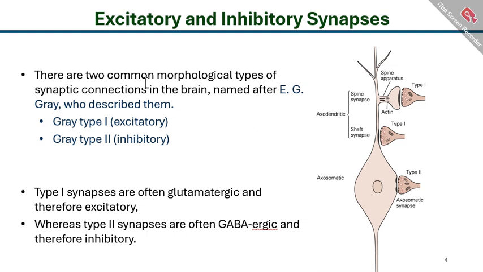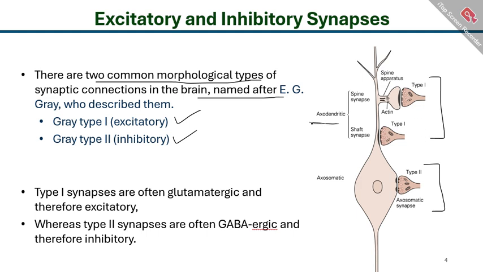Further talking about the morphology of the synapse, they can be classified into two common morphological types, based on and named after E.G. Gray who described them. These are Gray type 1 synapses, which are excitatory in nature and use glutamate as a neurotransmitter, and Gray type 2 synapses. Type 2 synapses are inhibitory in nature and use GABA as a neurotransmitter. So the type 1 synapses are shown here, and compared to the type 2, you can see a slight difference in the structure that I will explain in the next slide. Type 2 synapse looks slightly different as compared to the type 1.